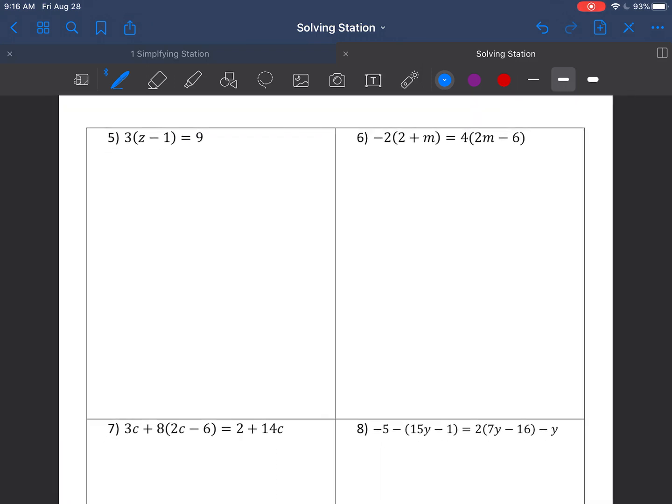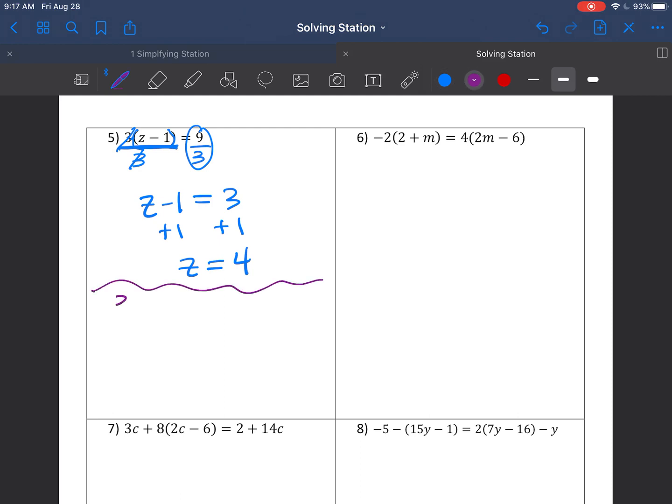All right, so on number 5, there are 2 options. You can divide both sides by this 3 since it is outside the parentheses being multiplied. If I were to divide the entire equation by 3, it would cancel. Since this entire expression is being multiplied by 3, the inverse operation would be to divide the entire expression by 3, leaving us with z minus 1 equals, and then this 9 divided by 3 is 3. Last step would be to add 1, and then z equals 4.